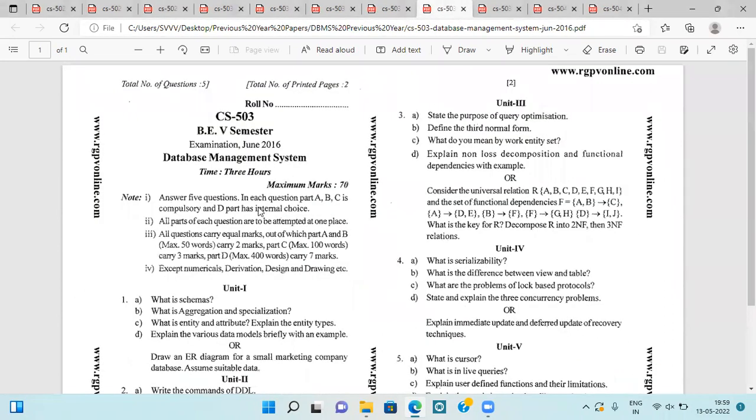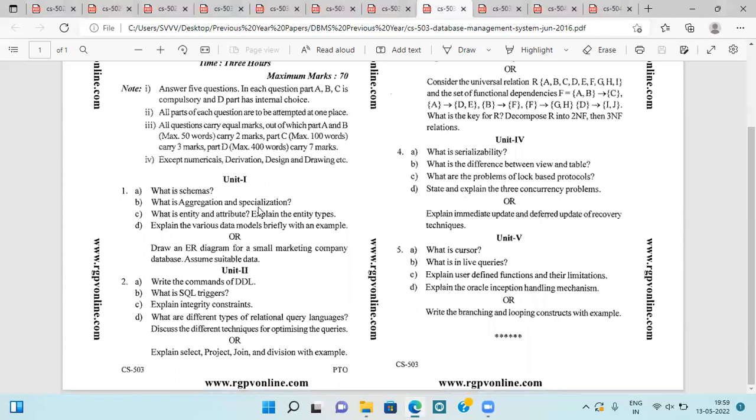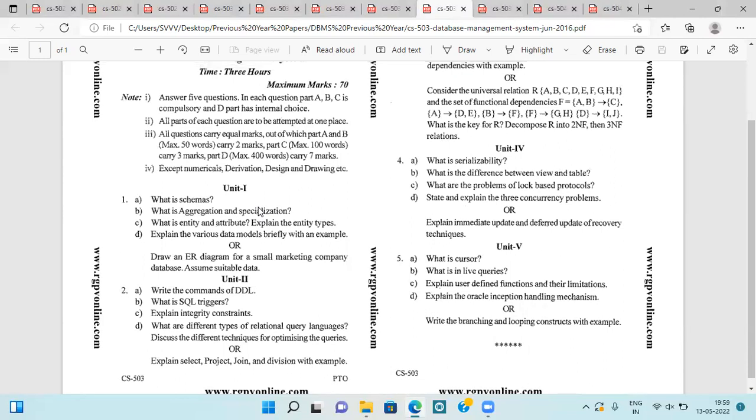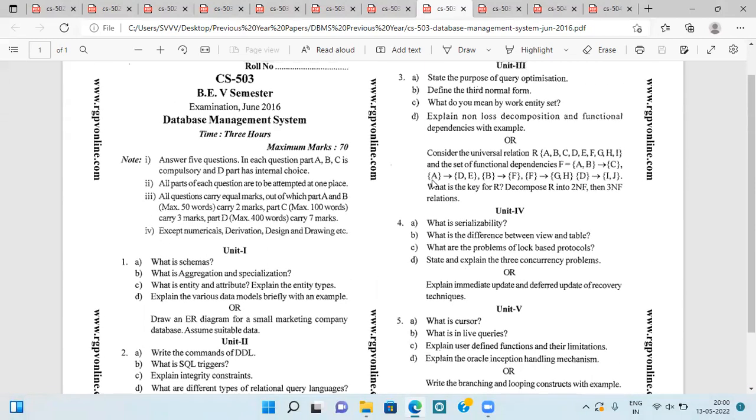Next is the question paper of June 2016. Here you can see the question paper. They are asking about schemas, aggregation, specialization, entity attributes, ER diagram, commands of DDL, SQL triggers, integrity constraints, then select, project, join, division with example.